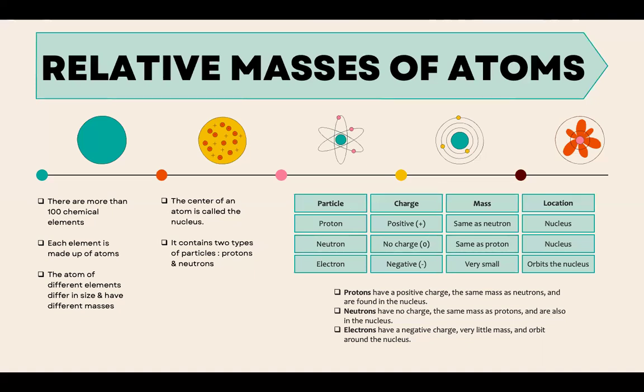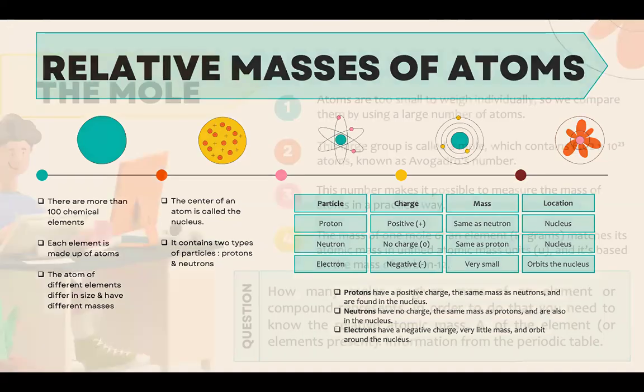The tables illustrate that protons have a positive charge, the same mass as neutrons, and are found in the nucleus. Neutrons have no charge, the same mass as protons, and are also in the nucleus. Electrons have a negative charge, very little mass, and orbit around the nucleus.